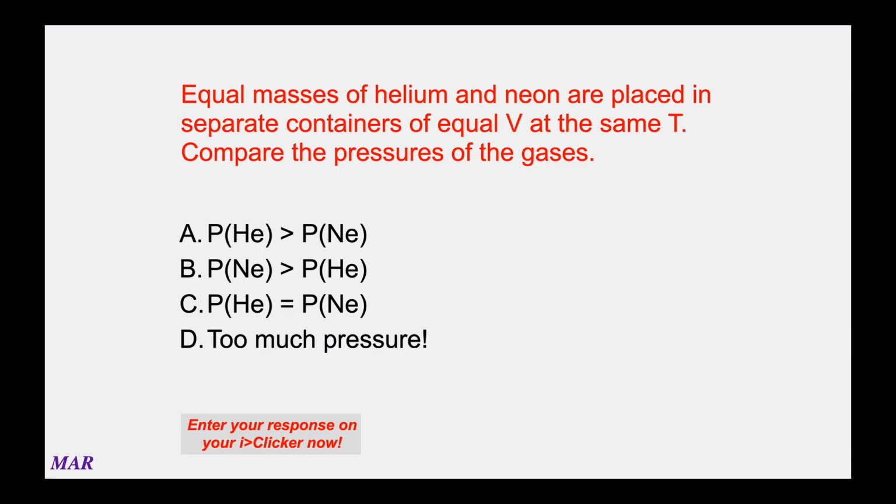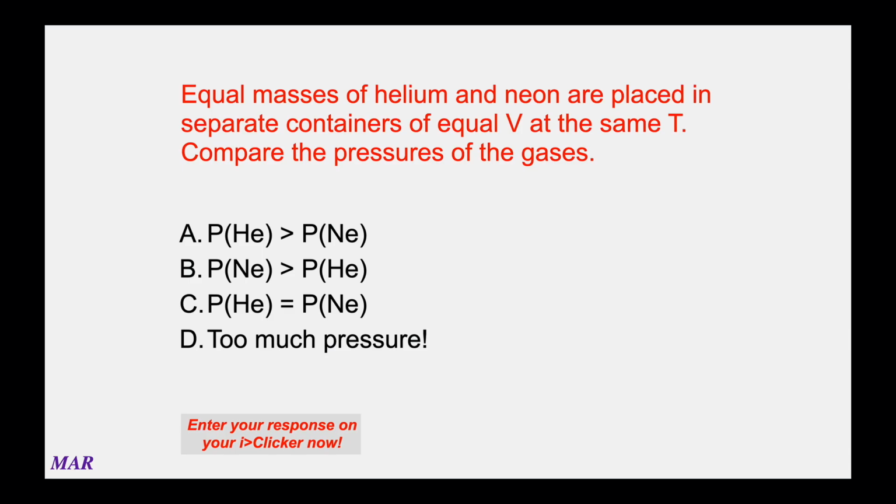The key to figuring this question out is to understand what pressure is. Pressure is about collisions with the walls of the container, or collisions of molecules with each other. Pressure is proportional to moles. And I know that because PV equals nRT. So P and n are on opposite sides. As the moles go up, the pressure goes up.